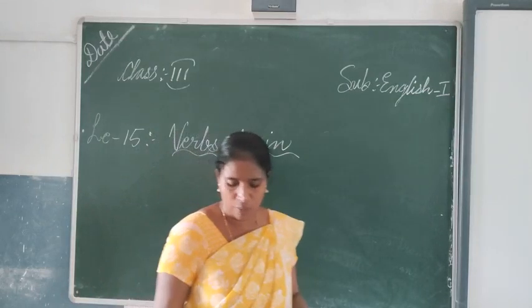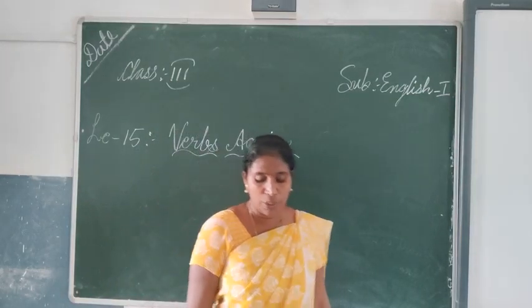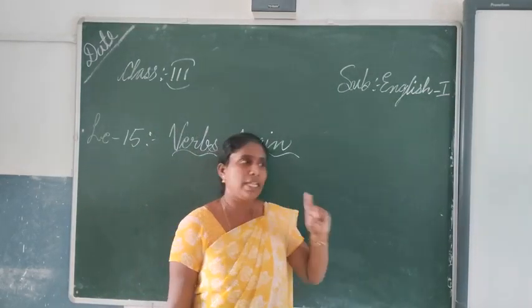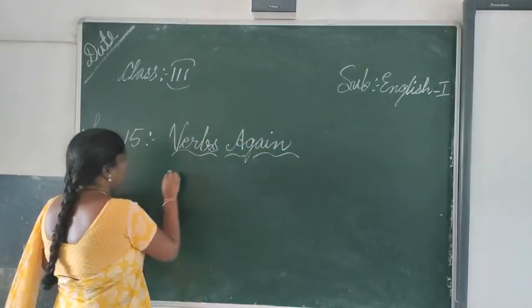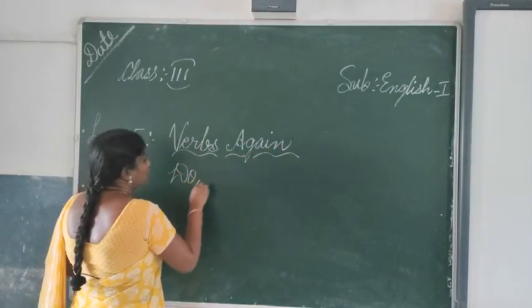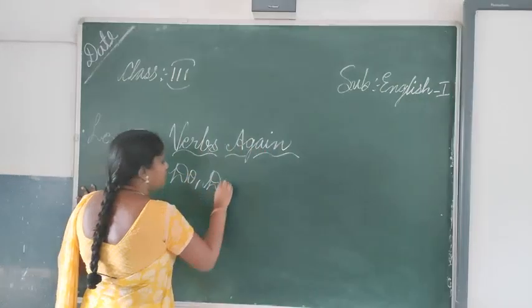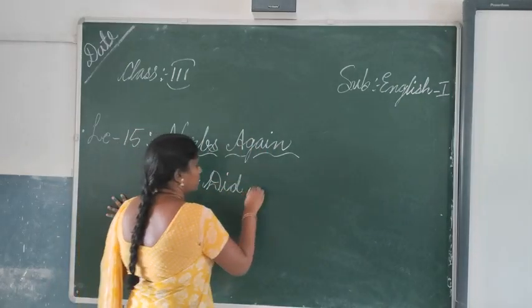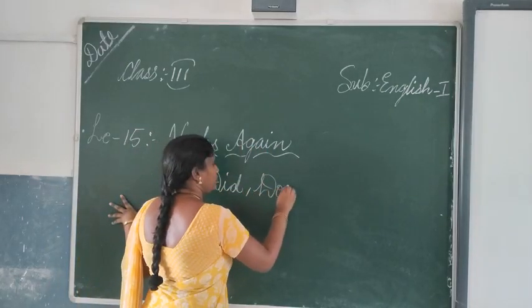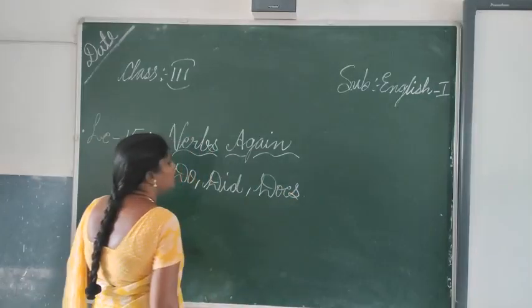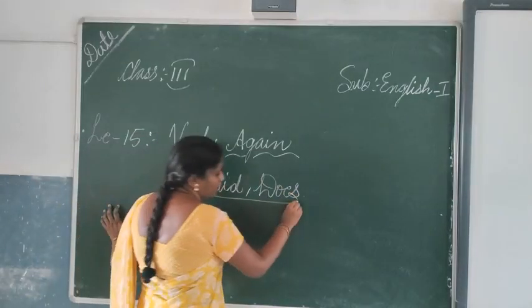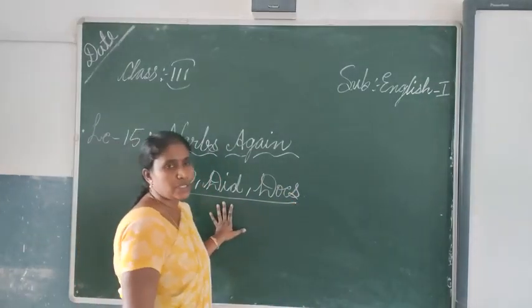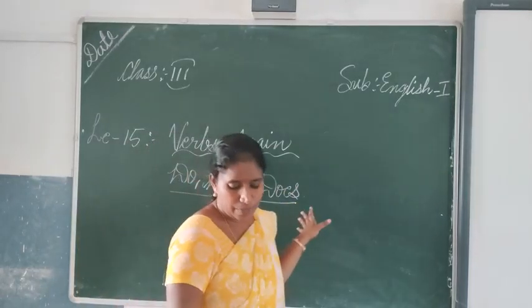Next, exercise number 3 what they have given. Do, did, does. So these 3 words are very, very important in English. Do, did, does. So this do, did, does are very, very important. The verb, the doing verbs. So within that this is also important.